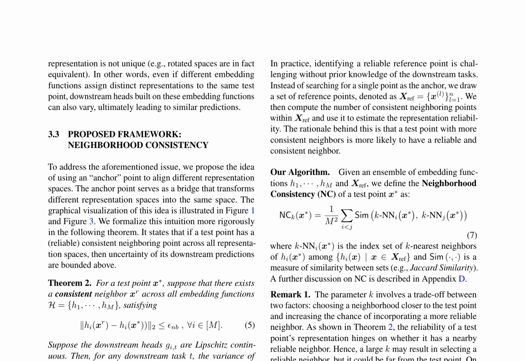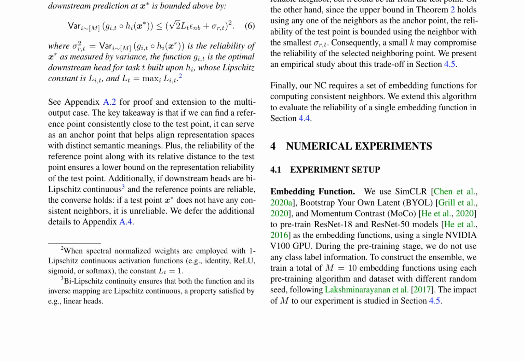Here is a combined summary of pages 5 and 6 of the research paper. The authors propose a novel framework called Neighborhood Consistency, NC, to address the issue of non-unique representation spaces in deep learning models. They introduce the concept of an anchor point to align different representation spaces, ensuring that downstream heads built on these spaces can produce similar predictions. The authors formalize this idea through Theorem 2, which states that if a test point has a consistent neighboring point across all representation spaces, then the uncertainty of its downstream predictions is bounded above.